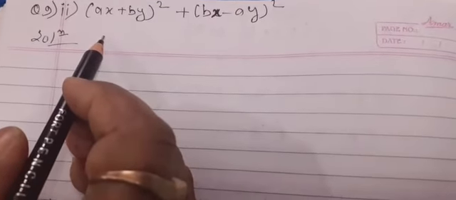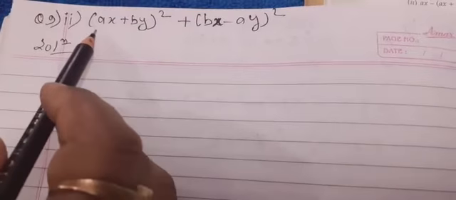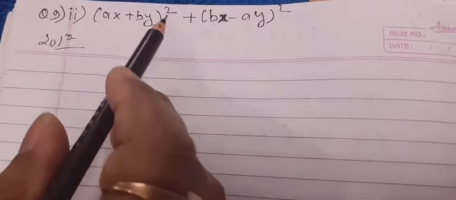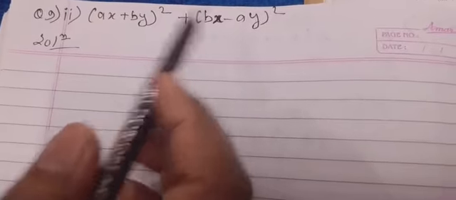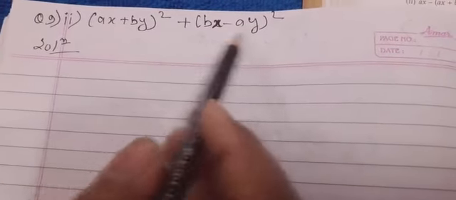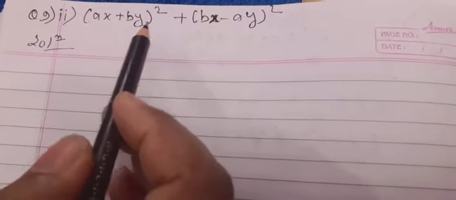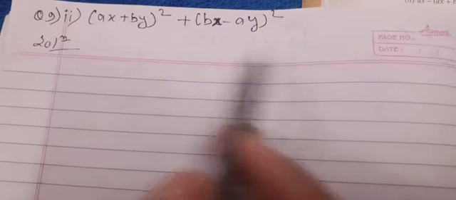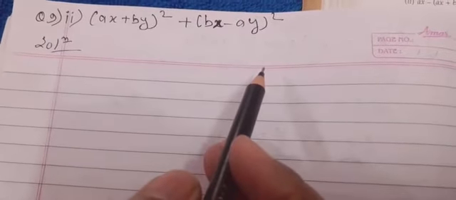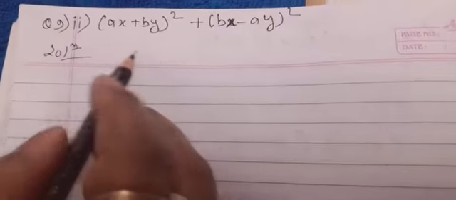My question says to factorize the given algebraic expression, and the question was this one: (ax + by)² + (bx − ay)². We can't take anything common from both these brackets, so first of all, we will use the identity (a + b)² and (a − b)² formula. We will open it, solve a little bit, and then we will reach our real algebraic expression, and then we'll start taking common. So let's start.